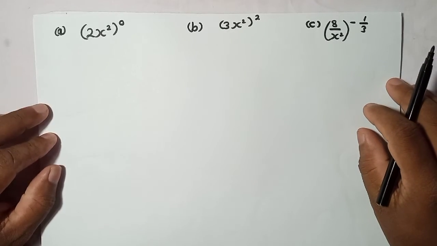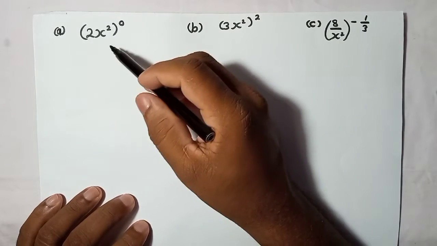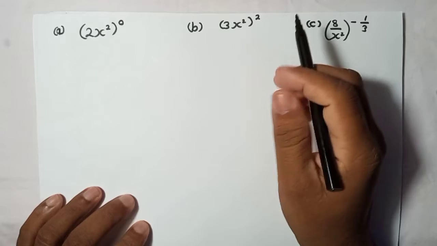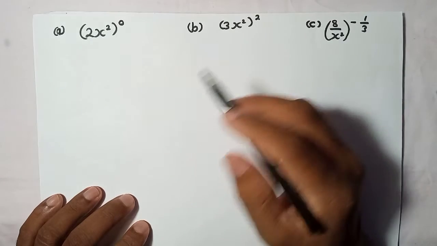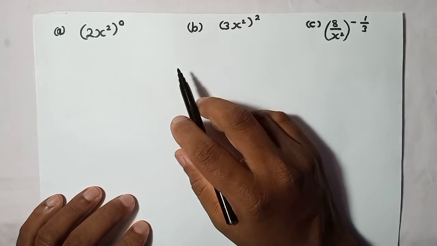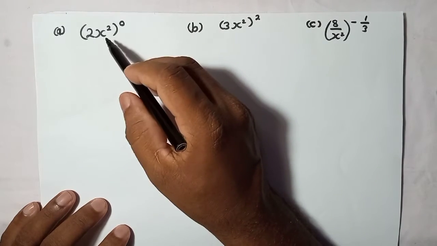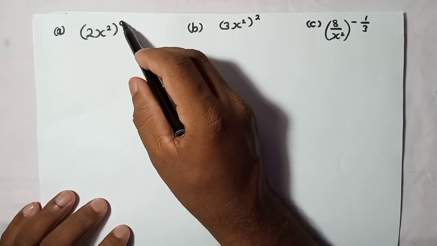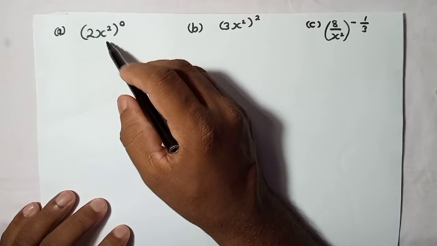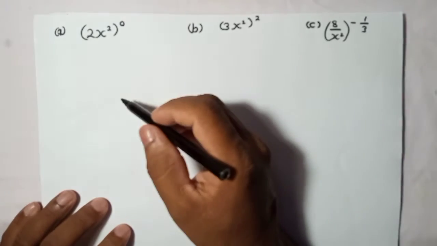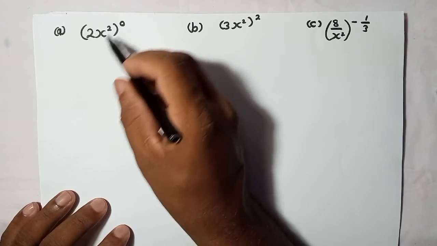Now let's see how to do these questions. These are three questions with indices. So how can we do these questions? This one is very simple, because here you can see the index is 0. Actually, this is from a past paper, so let's try to do this question.